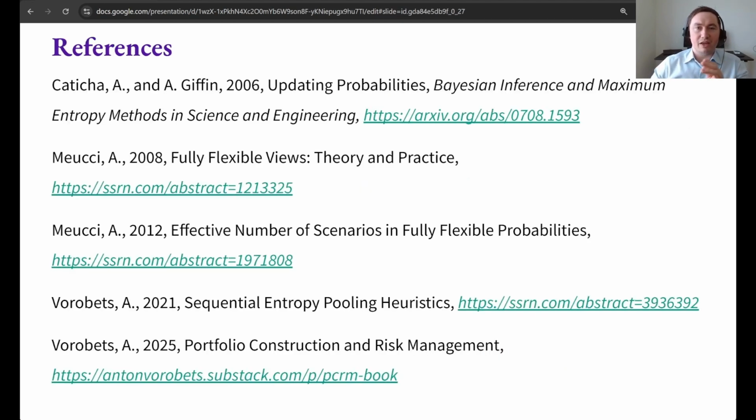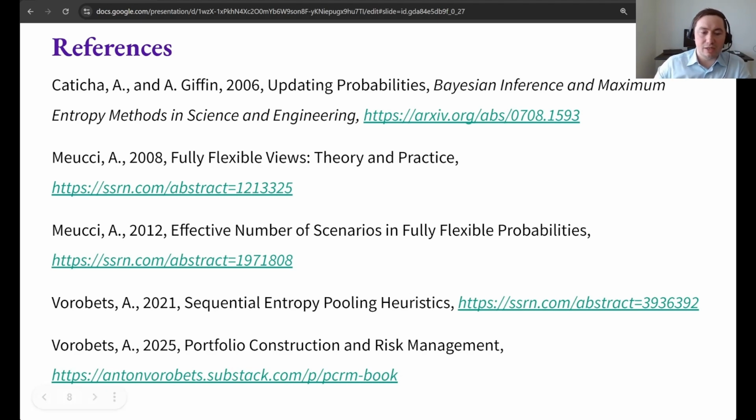Okay. If you want some references for all this theory I just went through, then there's this first original article called Updating Probabilities, and then there's this article that introduces entropy pooling in 2008, and then with entropy pooling there is a related number called the effective number of scenarios. This is also something that we talk a lot about in the portfolio construction risk management book, and that we use in the fully flexible resampling method. So this is the original article, you can look into that. And then there's my article here that introduces the sequential entropy pooling heuristics, which you can study here.